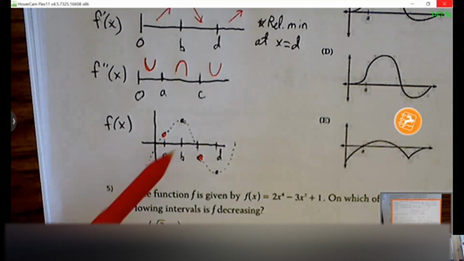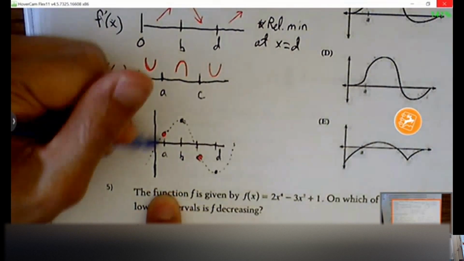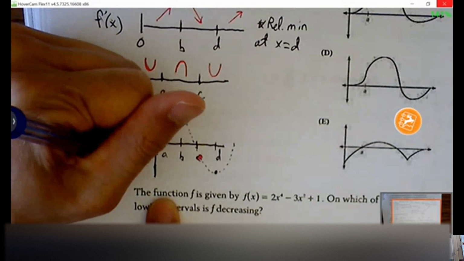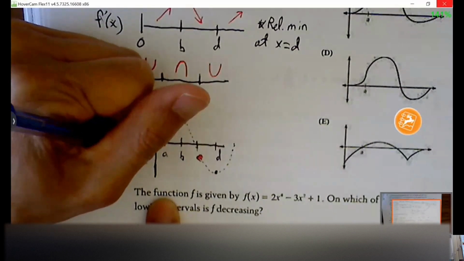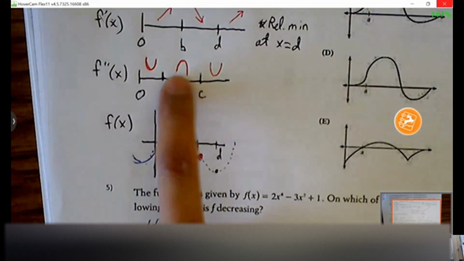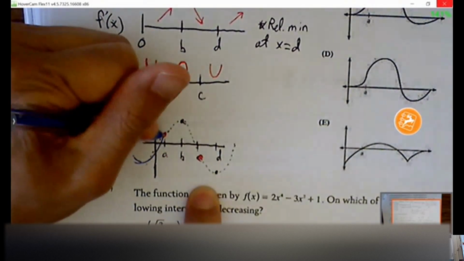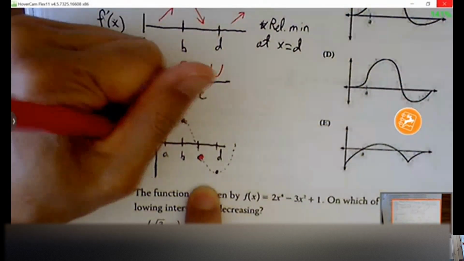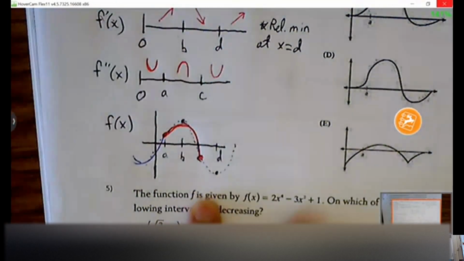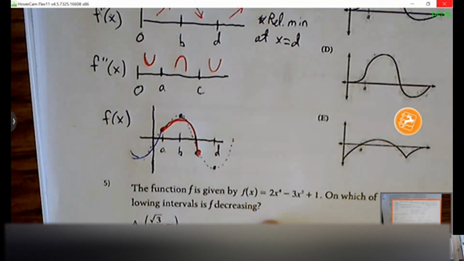So up until A, we want the graph to display concave up. So I know this is the path of the graph, but I'm going to force it into a curvature that I would like to see. Concave up. From here, I'm going to force the concavity to change. So I'm going to give it that curvature downward from A to C. And then from C forward, concave up.